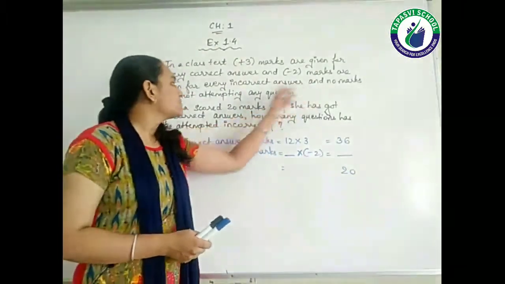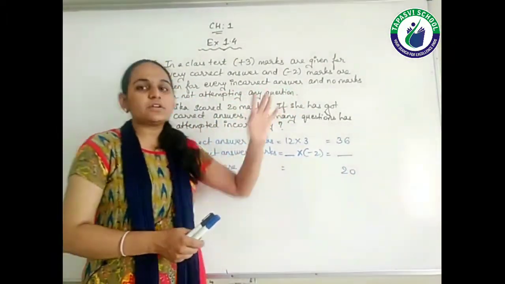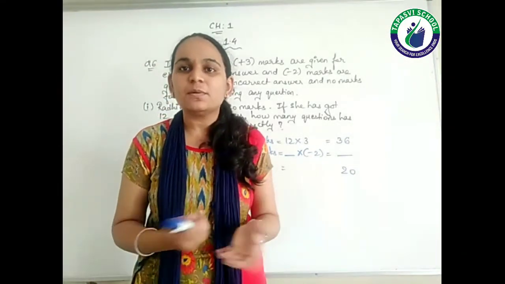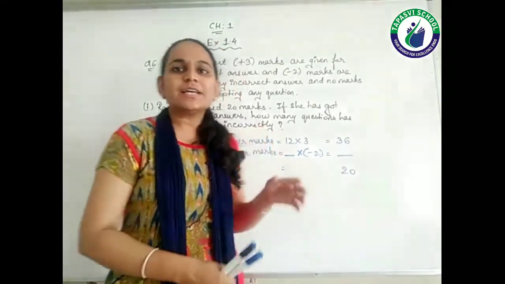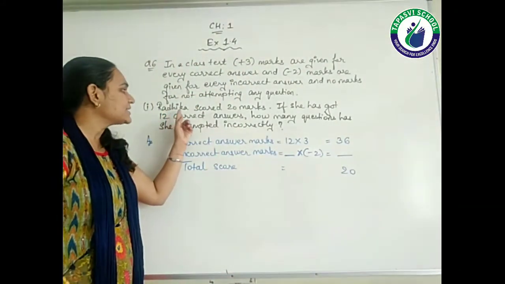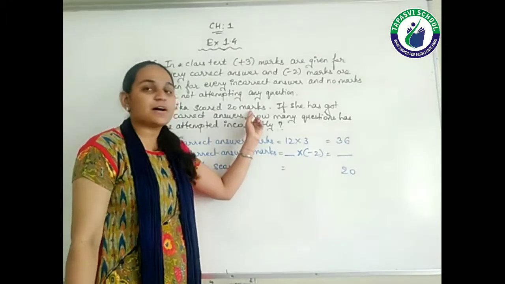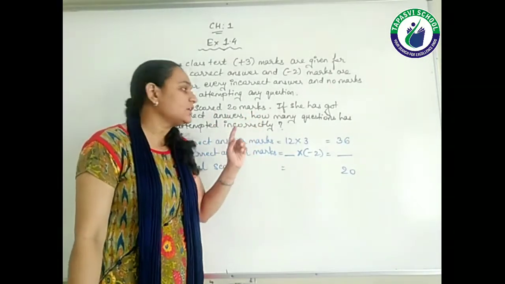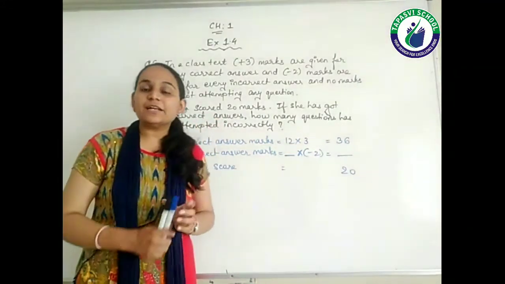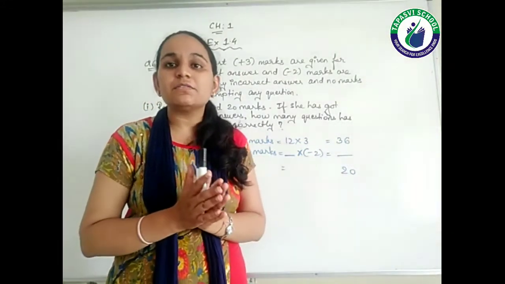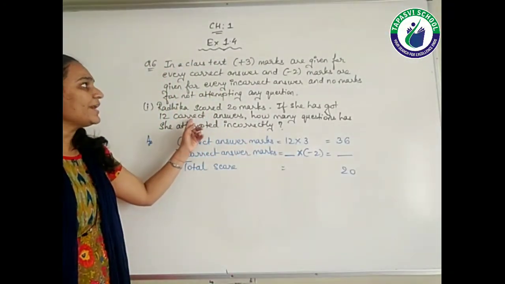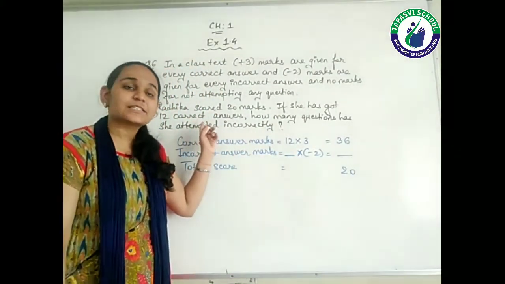And 0 marks for not attempting any question. If the student is not attempting any question, then obviously the marks will be 0, right? Next, see the first sub question. Radhika scored 20 marks. If she has 12 correct answers, that means Radhika has taken the test and has 12 answers correct.